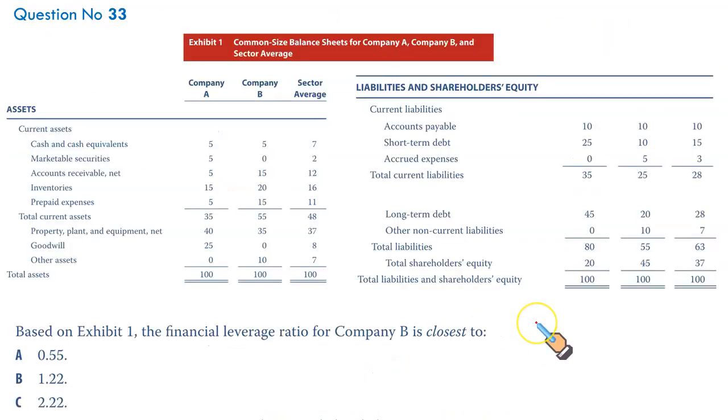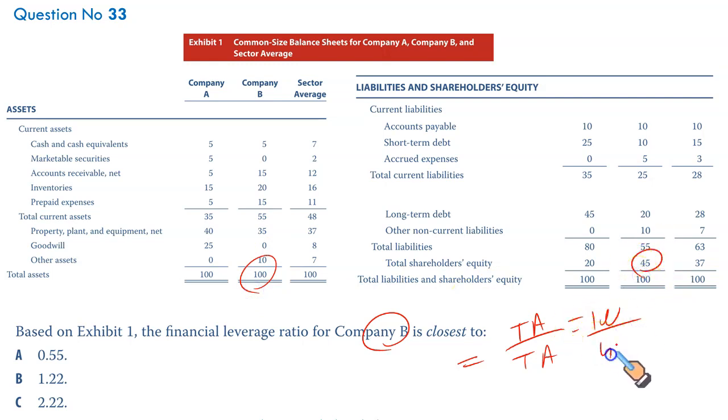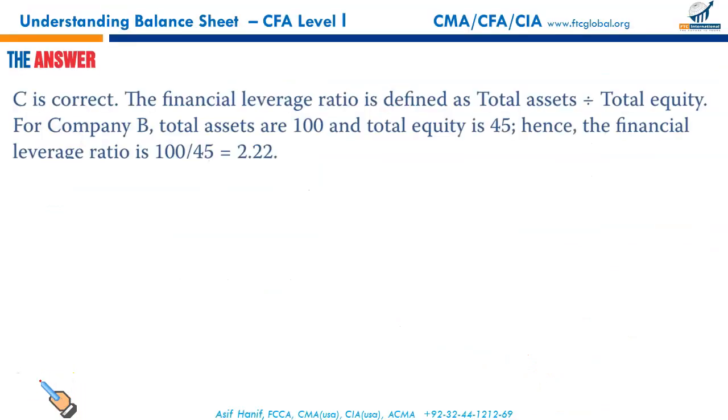Next, based on exhibit 1, the financial leverage ratio for company B is closest to what? Financial leverage is defined as the total assets divided by total equity for company B. Total assets are given here as 100 and total equity as 45. So simplifying this, 100 by 45 is 2.22. That will make C the correct option.